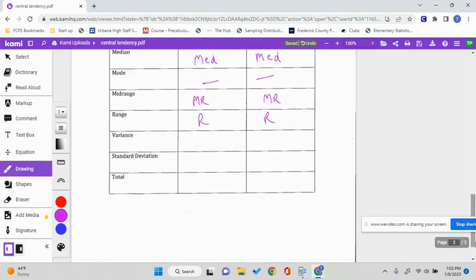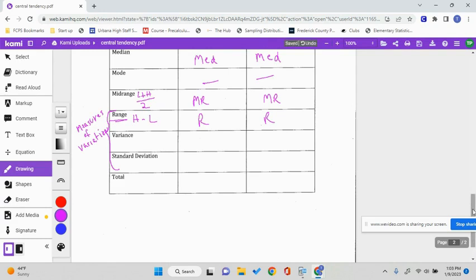So let's take a look at this for a minute. Remember, the mid-range that we just went over is low plus high divided by 2. The range is just the spread of the data, so this would be high minus low. These three here are called measures of variation or variability. Those are your central tendency. So these are measures of variability or variation.